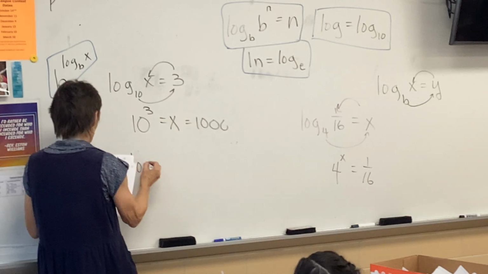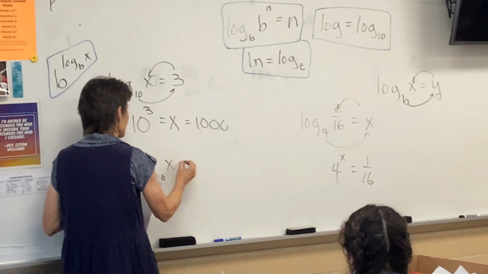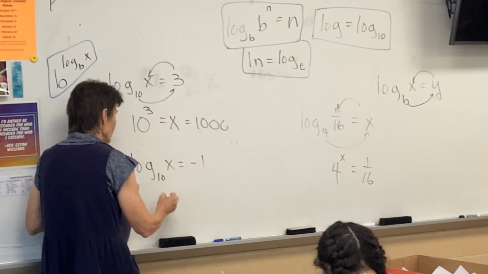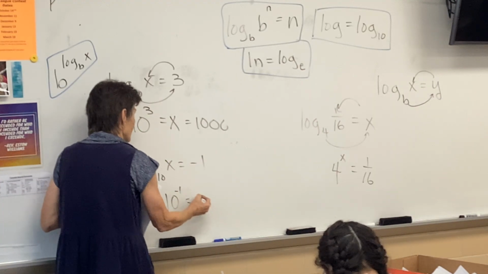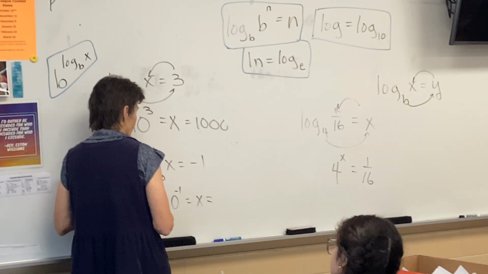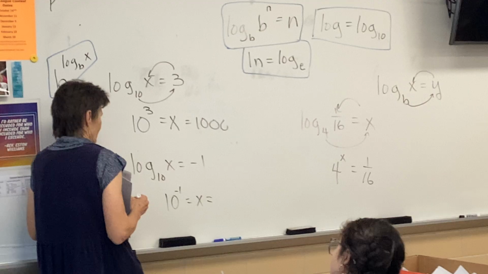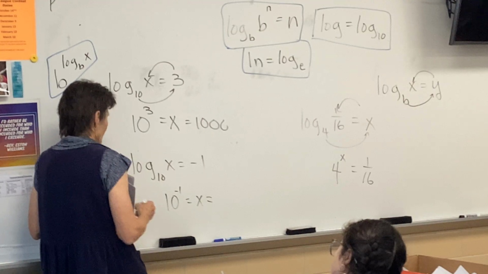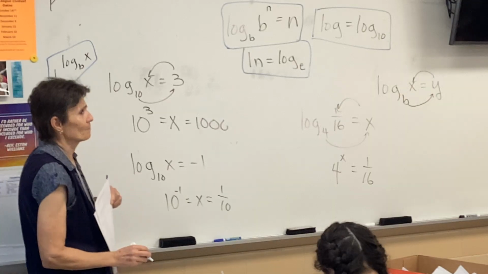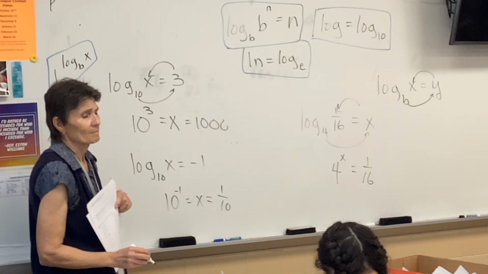All right, B. Log base 10 of x equals negative 1. Loop-de-loop it. What's 10 to the negative first? You flip this, so it's 1/10.